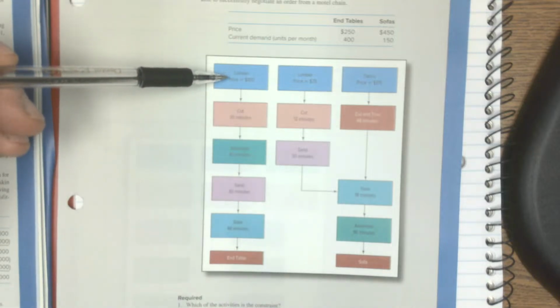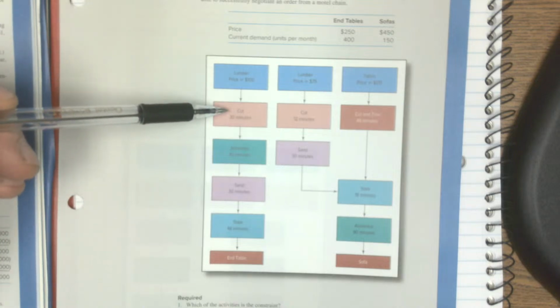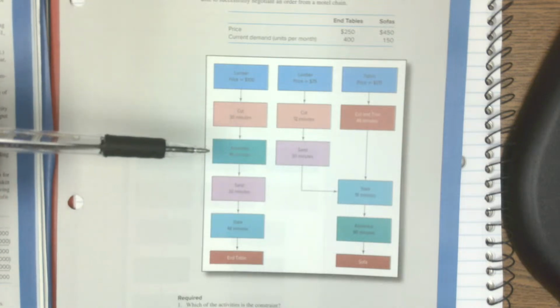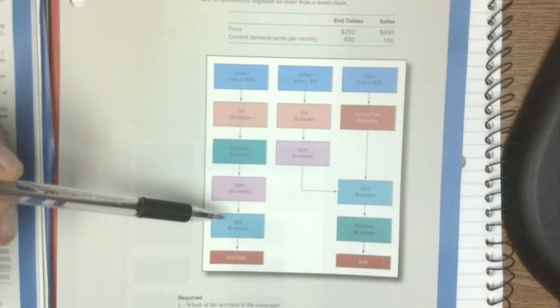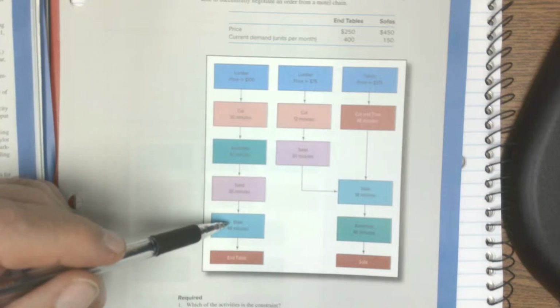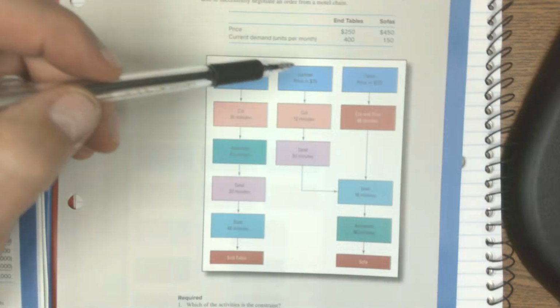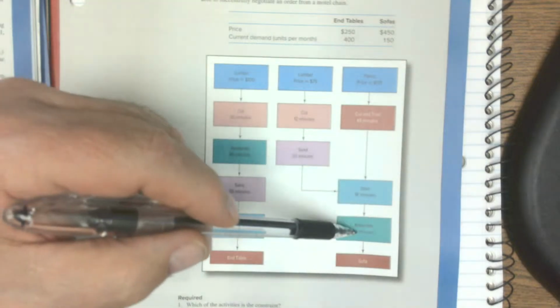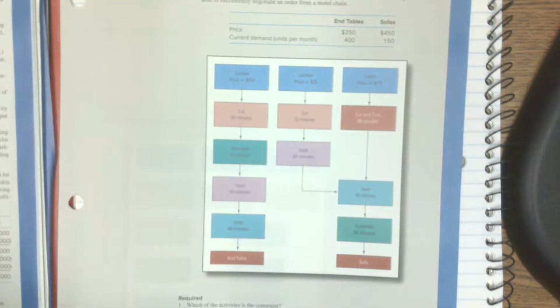Okay, so if we look at the end tables, for the lumber, it takes 30 minutes to cut it, 45 minutes to assemble it, 30 minutes to sand it, and 48 minutes to stain it. So the constraint on time here is 48 minutes, right? And then on the sofas, the constraint on time is the assembly, which is 90 minutes down here. That's the constraint on the sofa.